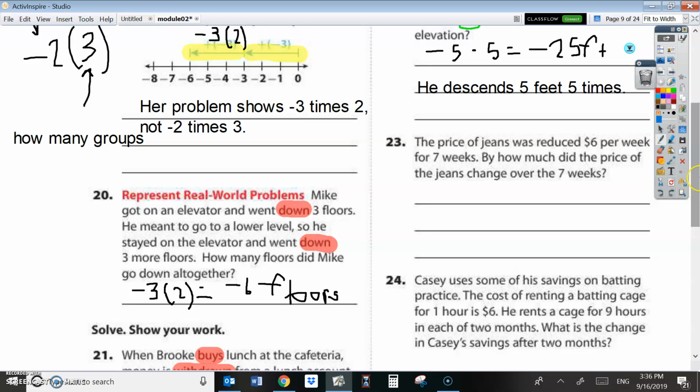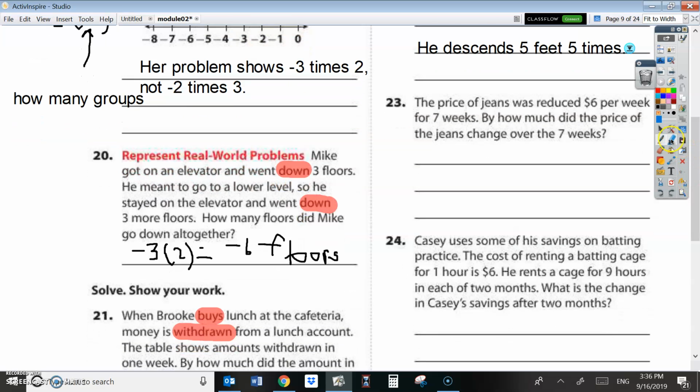The price of jeans was reduced. That word reduced shows negative. It was reduced $6 per week for 7 weeks. By how much did the price of the jeans change over 7 weeks? So it was -6 times 7, and that equals negative $42. So decreased $42.